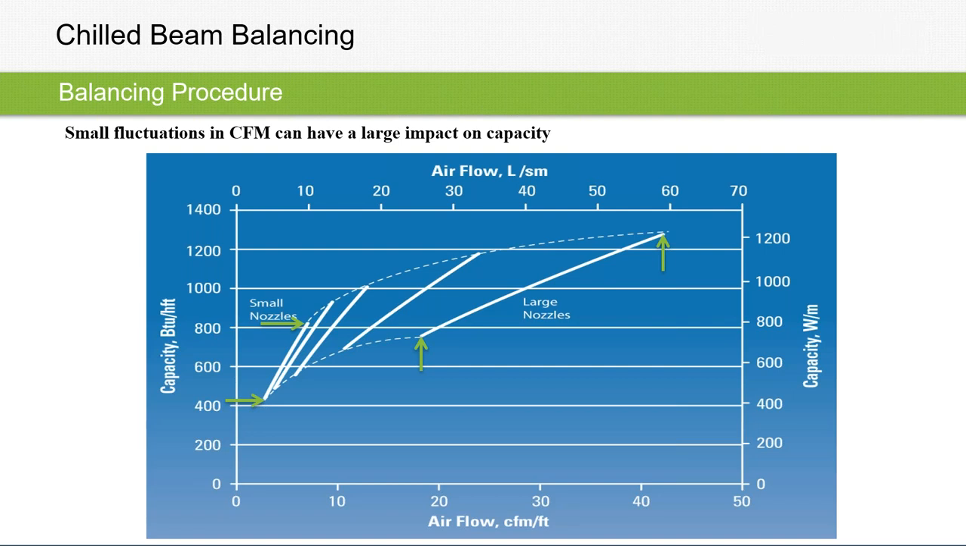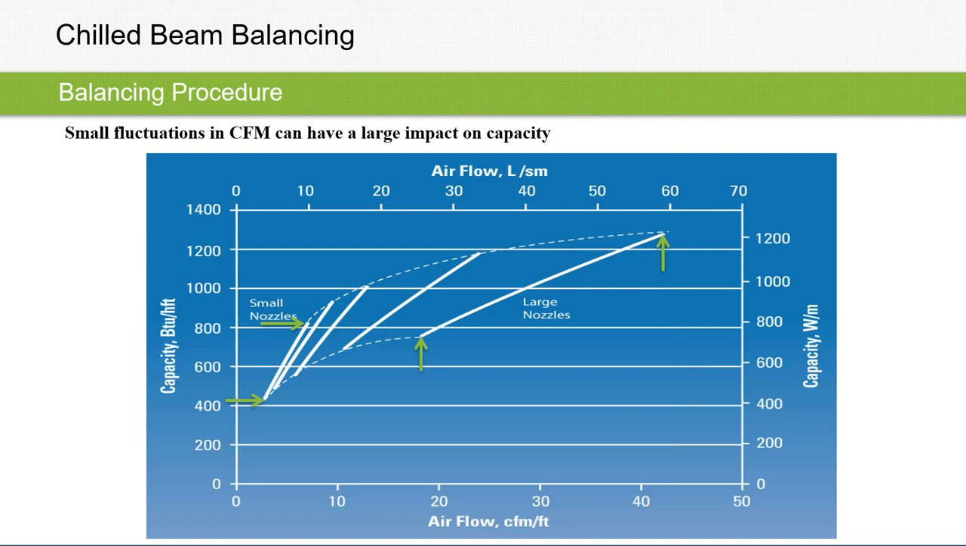So this means that if you're balancing the chilled beam and you have a smaller nozzle size, your 5 CFM off, you're going to see a much larger decrease in capacity than you would at the larger nozzle size. So essentially, the larger nozzle sizes are a little bit more forgiving. But really the point here is that with chilled beams, a few CFM can change the capacity quite a bit.